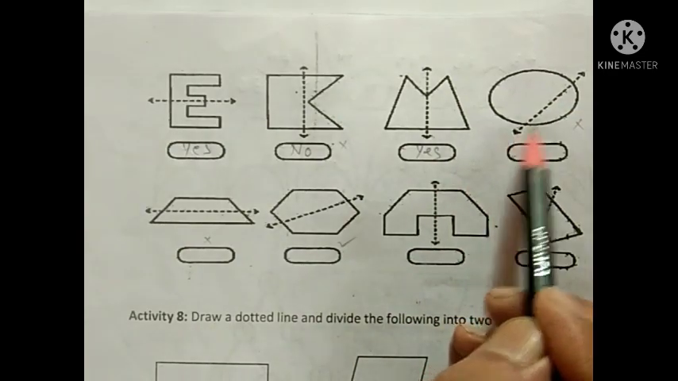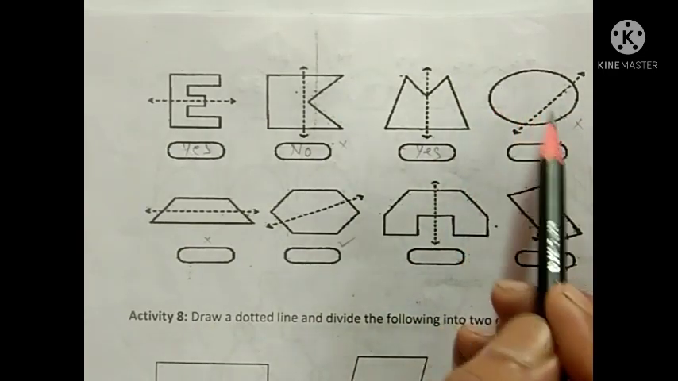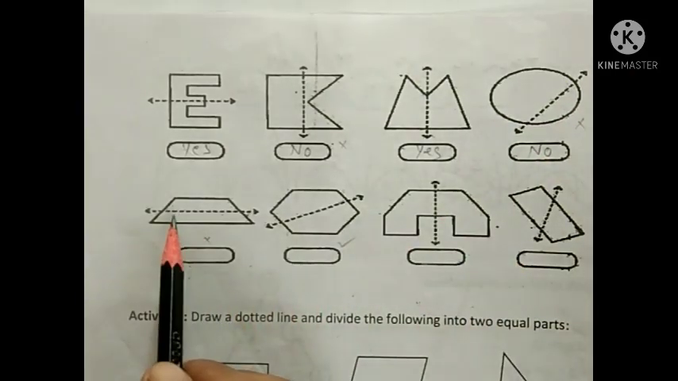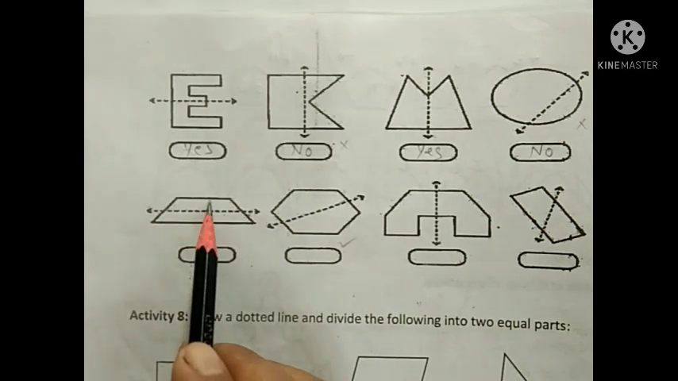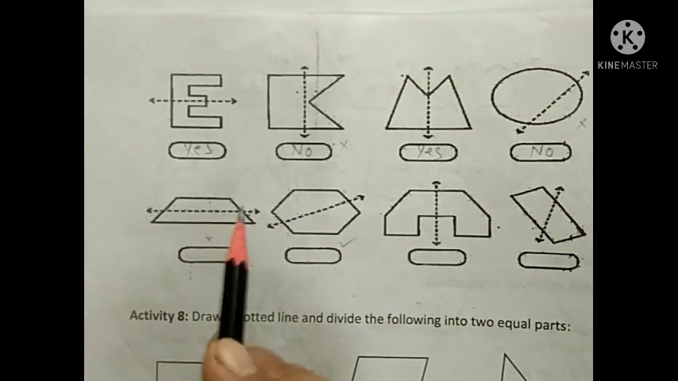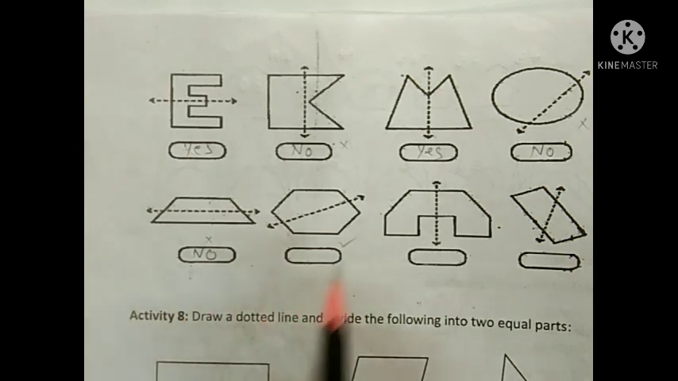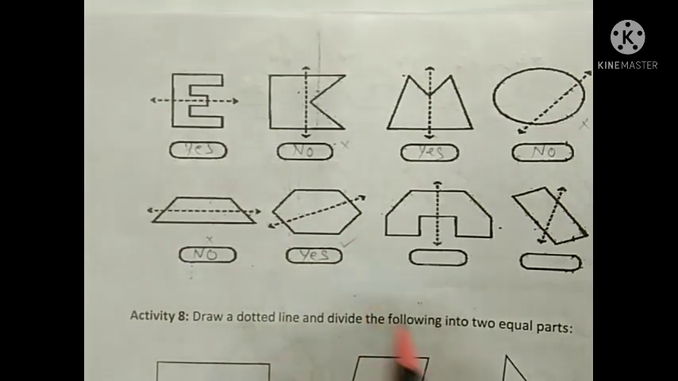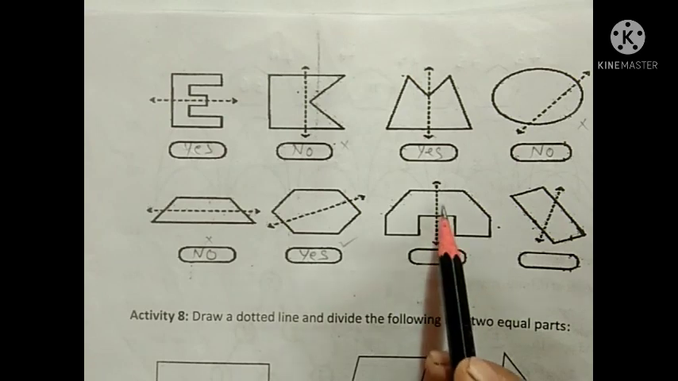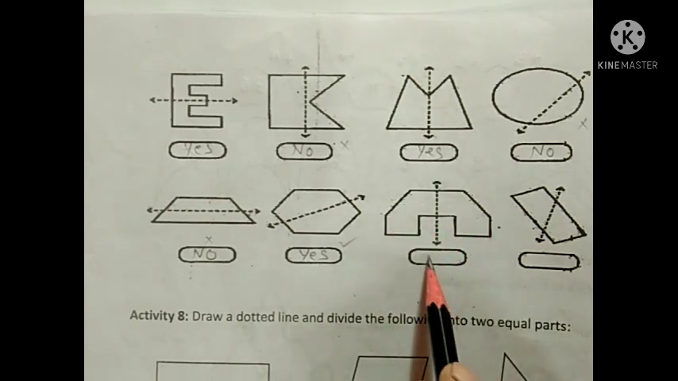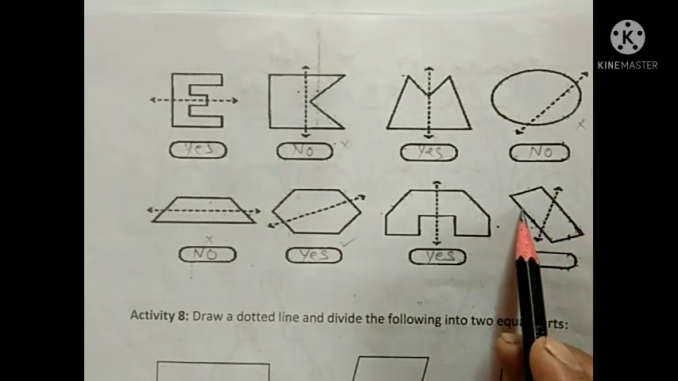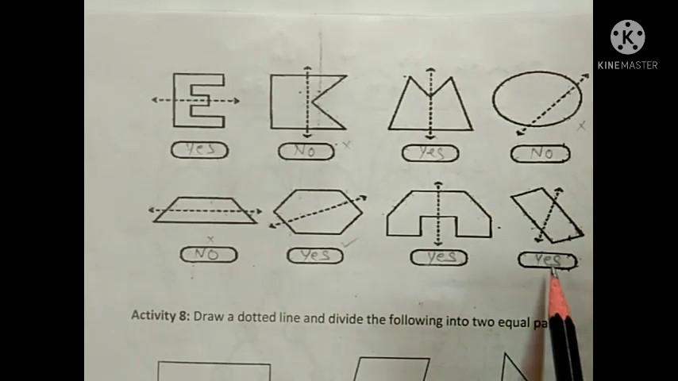And this one is a dotted line, this one is smaller, this one is larger, so both the parts are not equal, so write here no. Here also same, this one is a dotted line, this side part and this side part are not equal, give here no. Here this one is a dotted line, this side and this side parts are equal, so give here yes. Here this one is a dotted line, both equal, write here yes. Here also same, this side and this side part are equal, so write here yes.